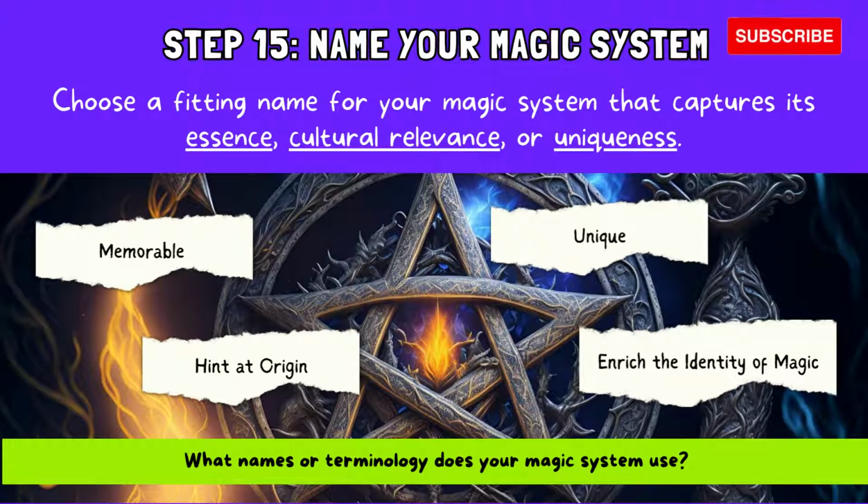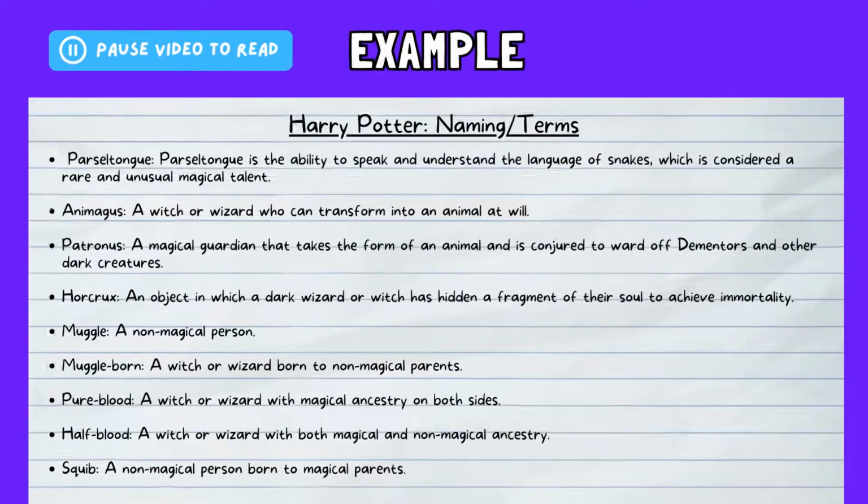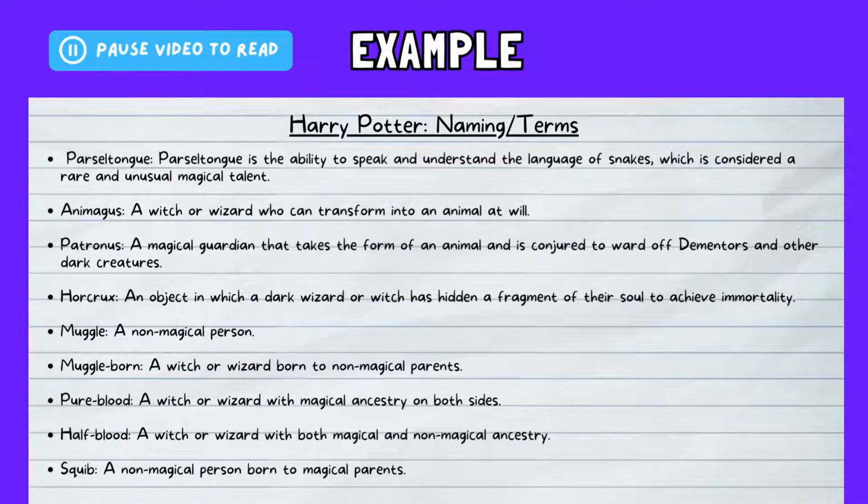Step 15. Choose a fitting name for your magic system that captures its essence, cultural relevance, or uniqueness. This name should be memorable and resonate with your readers, enriching the identity of your magic system within the story's world. In Harry Potter, the magic system is not given a specific name, but there are various branches and aspects of magic that do have distinctive names.